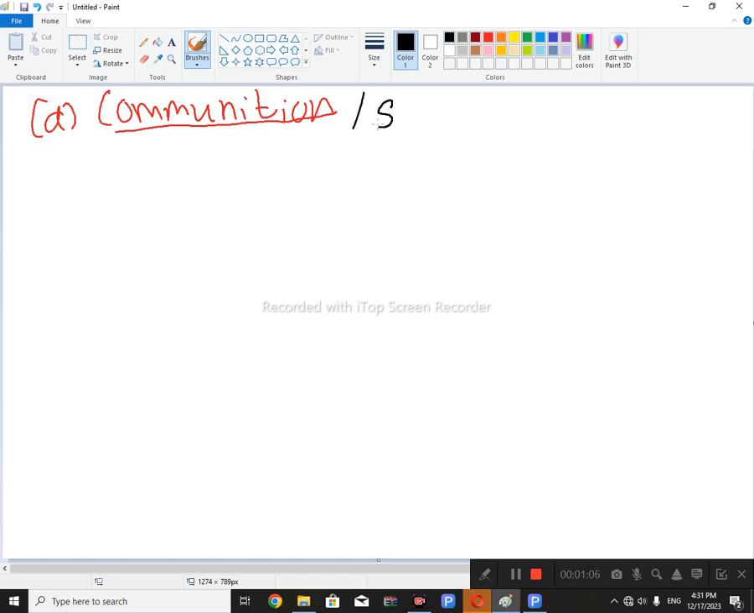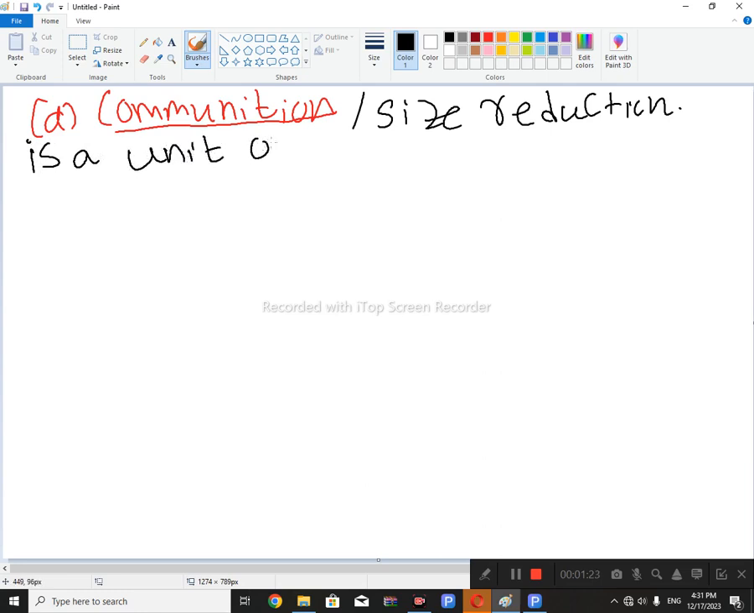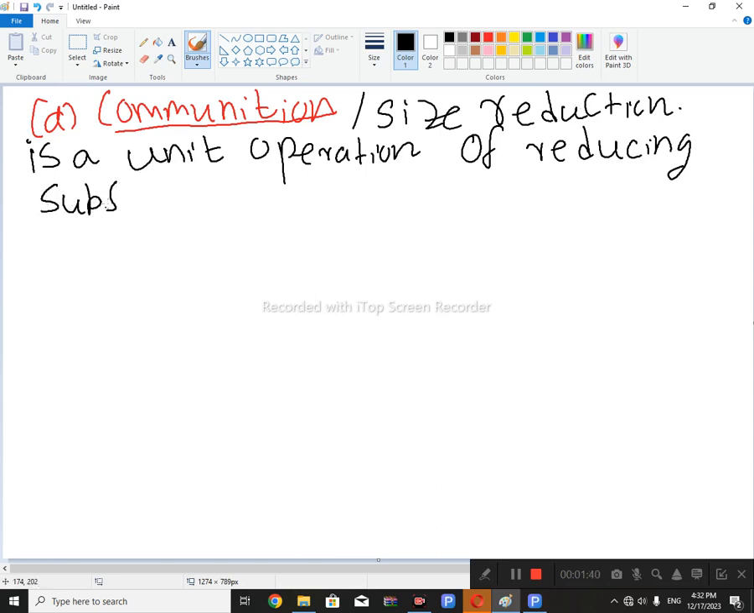Size reduction. Unit operation size reduction is a unit operation of reducing substance to smaller particles.